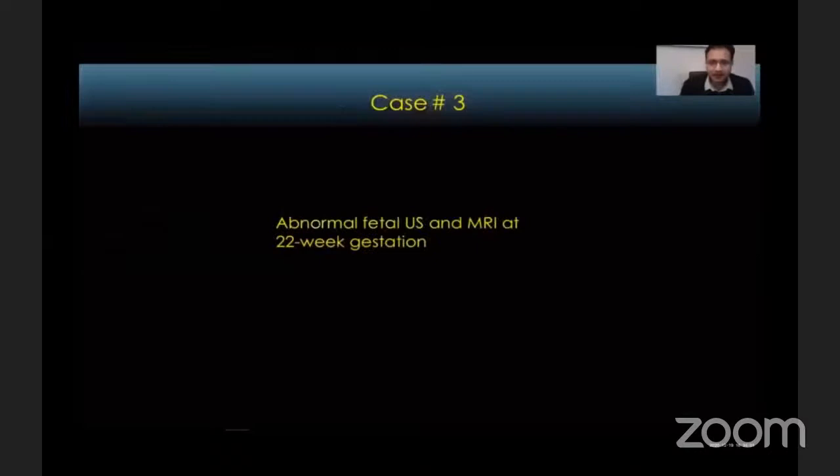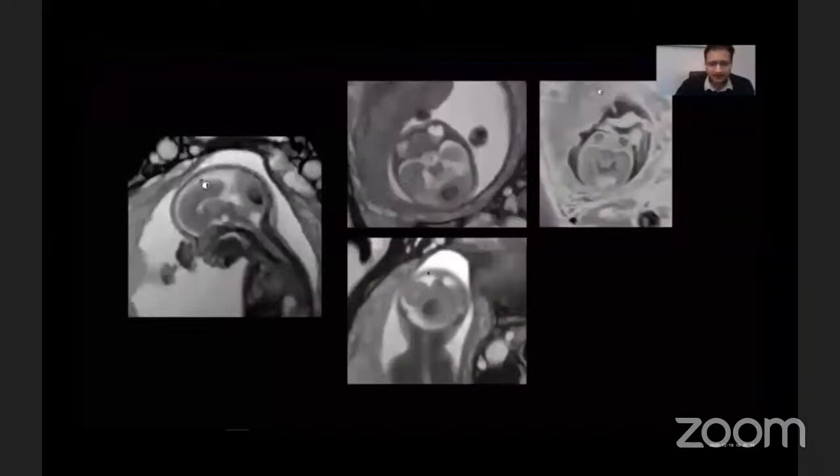Next case is prenatal imaging with abnormal fetal ultrasound and MRI at 22 weeks of gestation. So we have sagittal, axial, and coronal T2 HASTE images from a fetal MRI that shows this ovoid, relatively well-defined mass-like lesion in the posterior aspect of the head. The lesion is mostly isointense in T2 signal along the periphery, but the central portion has this low T2 signal and corresponding high T1 signal, which may suggest either blood products or calcification.